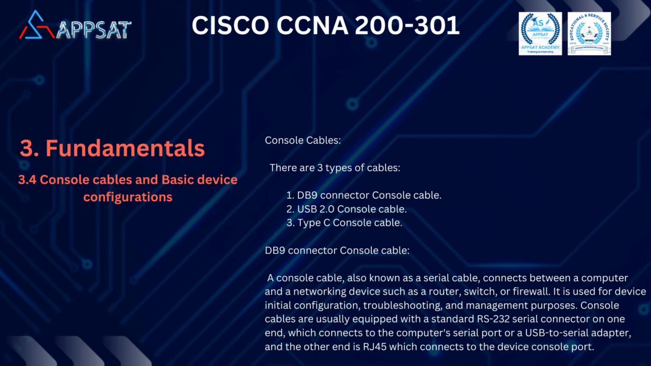A DB9 connector console cable, also known as a serial cable, connects a computer and a networking device such as a router, switch, or firewall. It is used for initial configuration, troubleshooting, and management purposes. Console cables are usually equipped with a standard RS-232 serial connector on one end, which connects to the computer's serial port or a USB to serial adapter, and the other end is RJ45, which connects to the device console port.